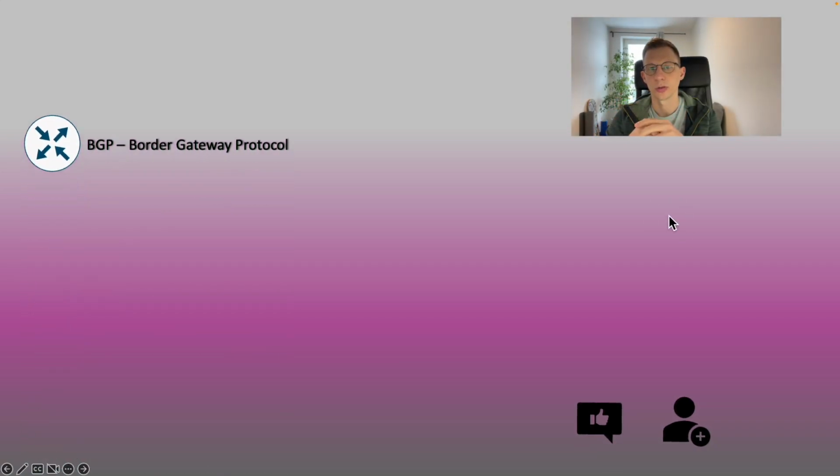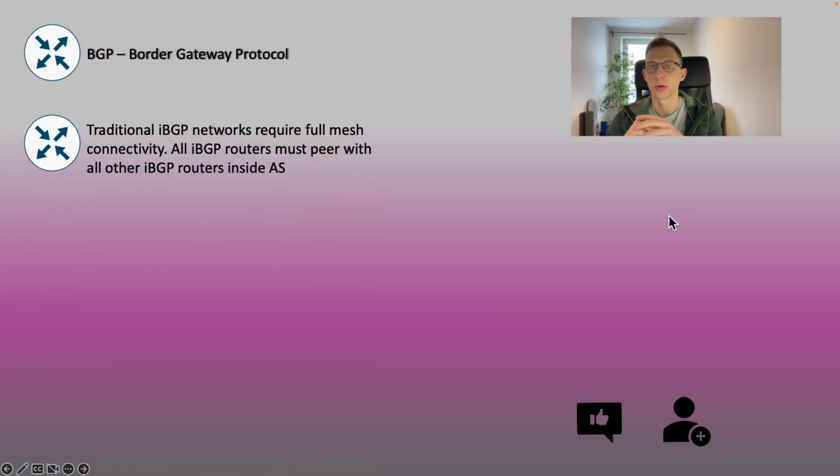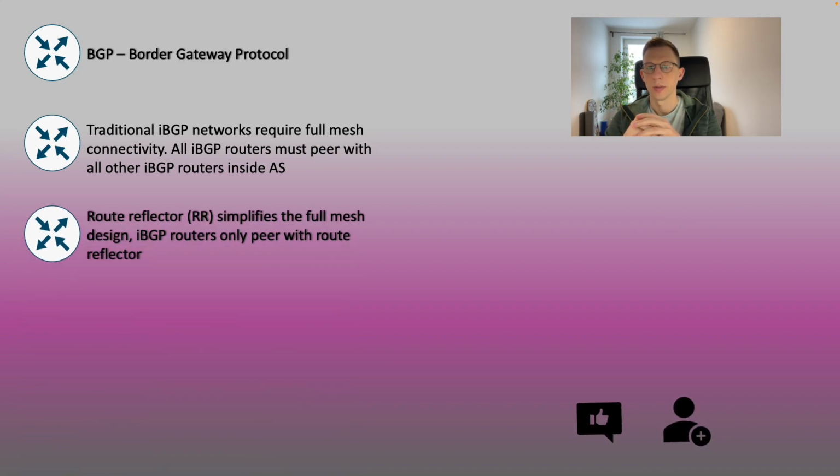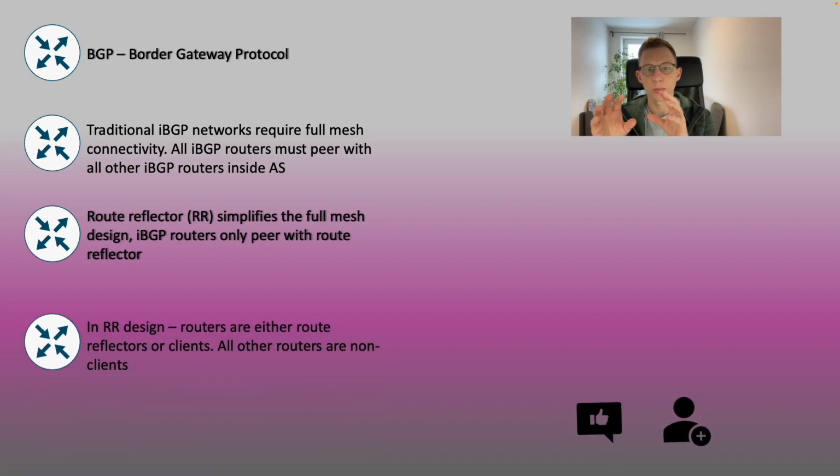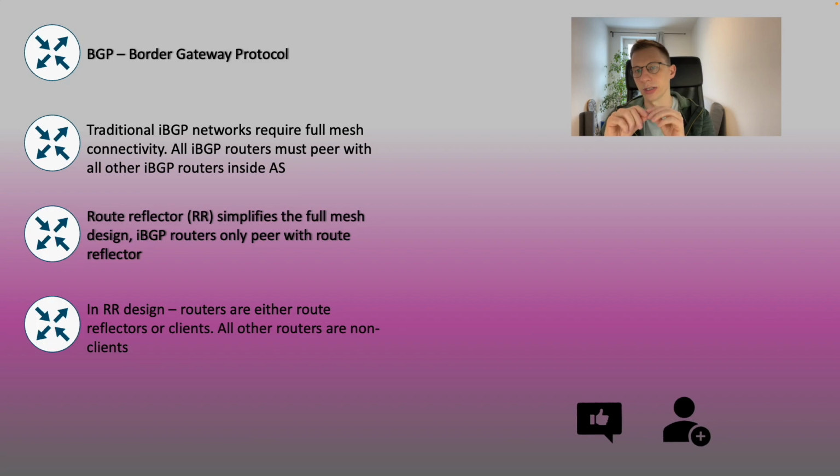BGP is a routing protocol used to exchange routing information between different autonomous systems on the internet. BGP route reflectors, or RR, are used in large-scale networks to simplify the routing process by reducing the number of iBGP peer connections required between routers in a network. In a traditional iBGP network, all routers in the network must peer with each other to exchange routing information, resulting in a complex and resource-intensive network design.